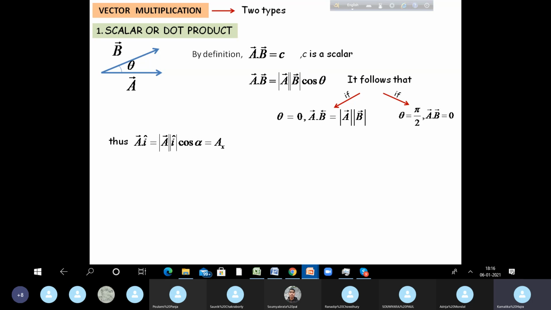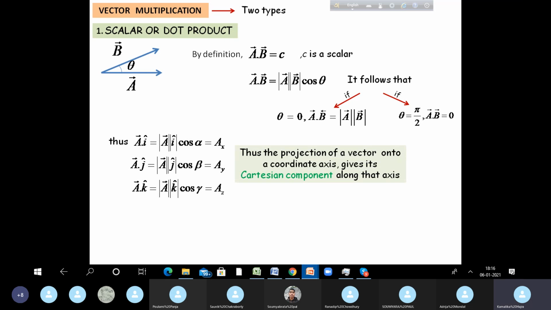Okay, if you remember how we defined components in our last class, A dot i gives you Ax. Similarly, A dot j will give you Ay, and A dot k will give you Az. So from this, we can see the significance of the dot product, that is the projection of a vector. Taking the dot product, in simple language, means taking the projection of one vector on another, and that is why we get a scalar.